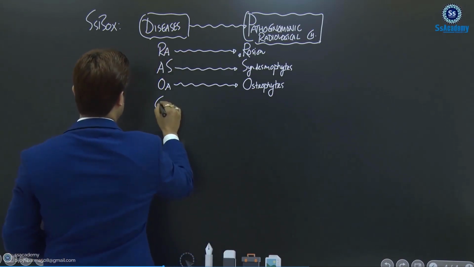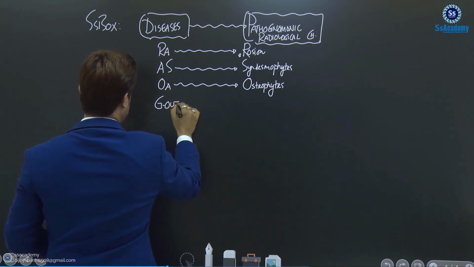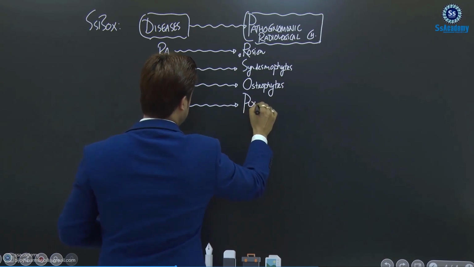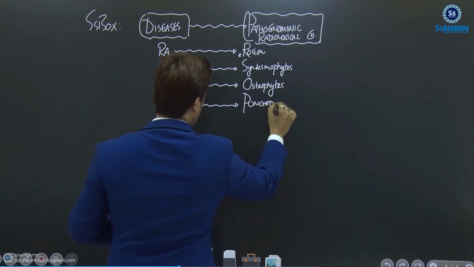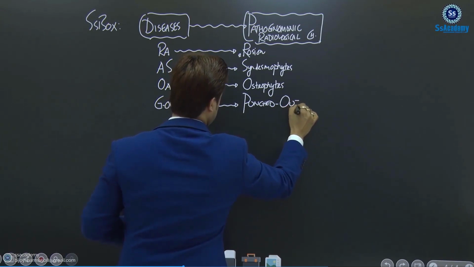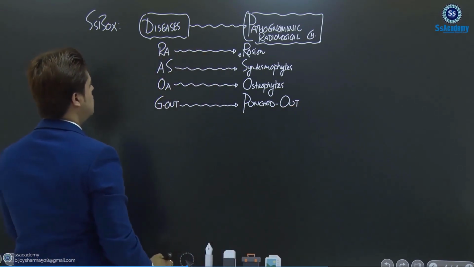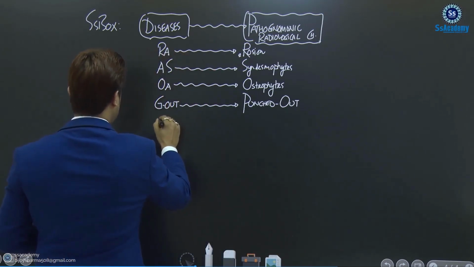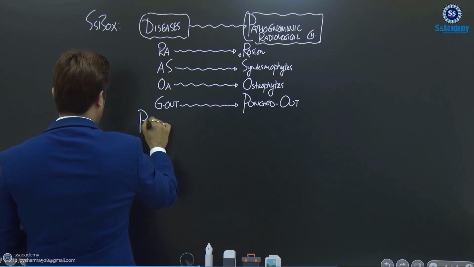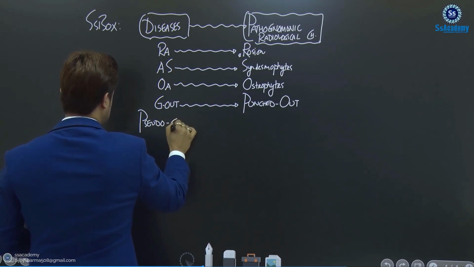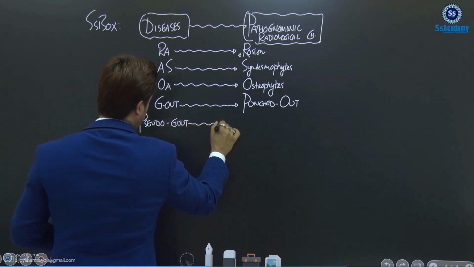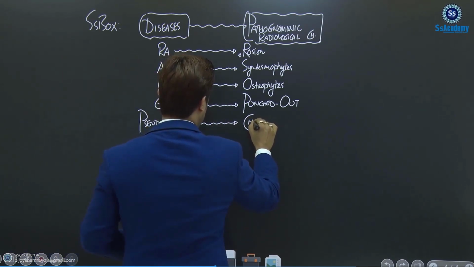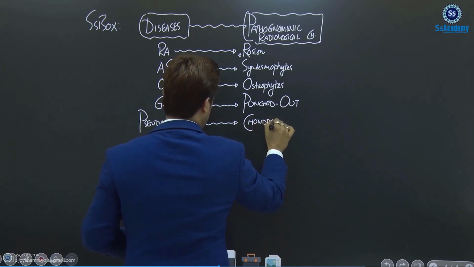Fantastic, my dear. And the gout, G out, I'm writing. G out means the punched out, my dear. G out, punched out. Fantastic, my dear. G out, punched out lesions, my dear. And next is the pseudogout. Yes, my dear. Pseudogout is a chondrocalcinosis. Chondrocalcinosis, pseudogout.